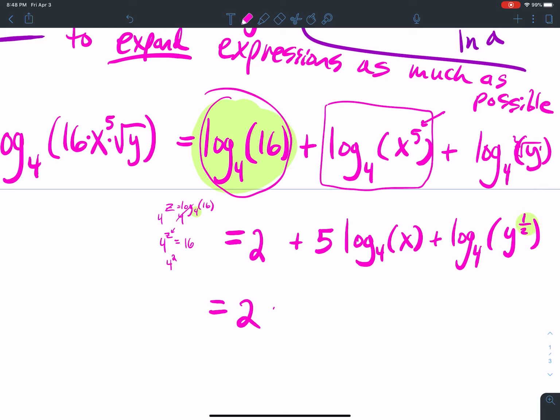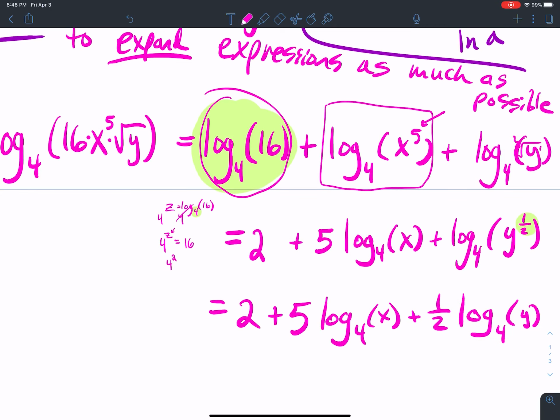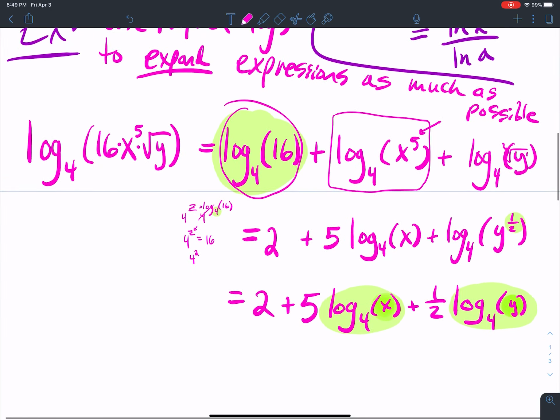So I have 2 plus 5 log base 4 of x plus, and then the 1/2 comes out front, and I have log base 4 of y. Now I've expanded as much as possible because each of my logs, the argument inside is just an x here. It's just a y there, and that's what my goal is. Okay. So that right there is the expanded form.